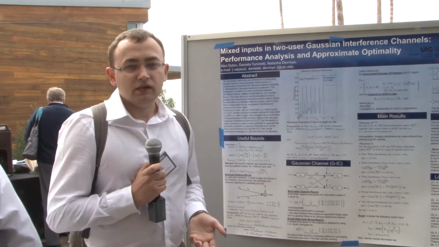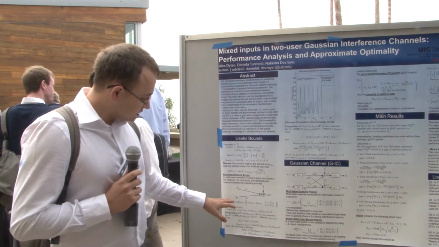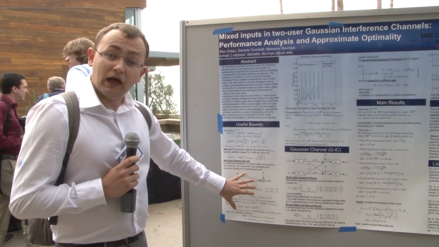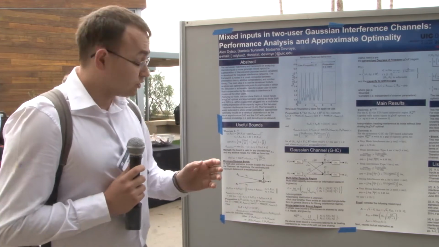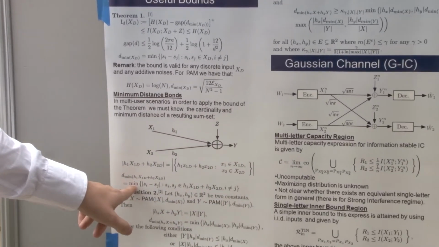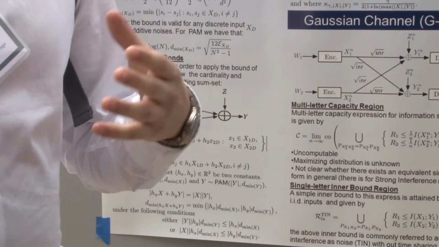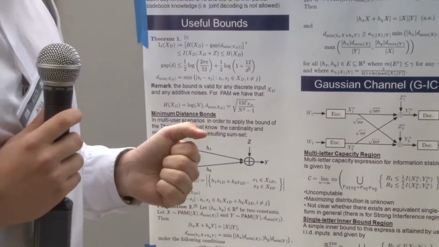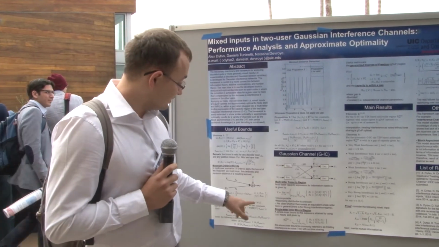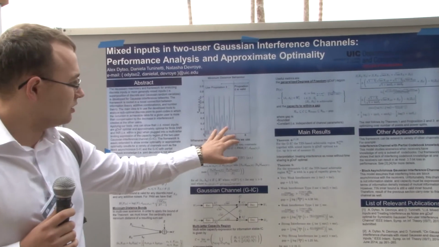The idea is to use this bound for a multi-user system. In the multi-user setting, when we use two discrete inputs, we will have a sum set. In order to compute the entropy, we need to know the cardinality of this sum set and its minimum distance. Bounding or computing the cardinality is not that tough, but the minimum distance is tougher. For example, this is a plot of the minimum distance as a function of one of the channel gains. You see it's a very irregular function of the channel gain.